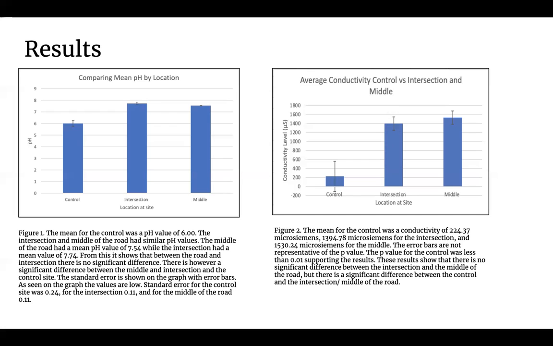And these results show that there's no significant difference between the intersection and the middle of the road, but there is a significant difference between the control and the intersection slash middle of the road, which again, as I mentioned earlier, we thought that there would be more ion concentration at the intersection, but there was not. But there definitely was a significant difference between the control, which had no salt applied, and the intersection and middle, which had salt applied.